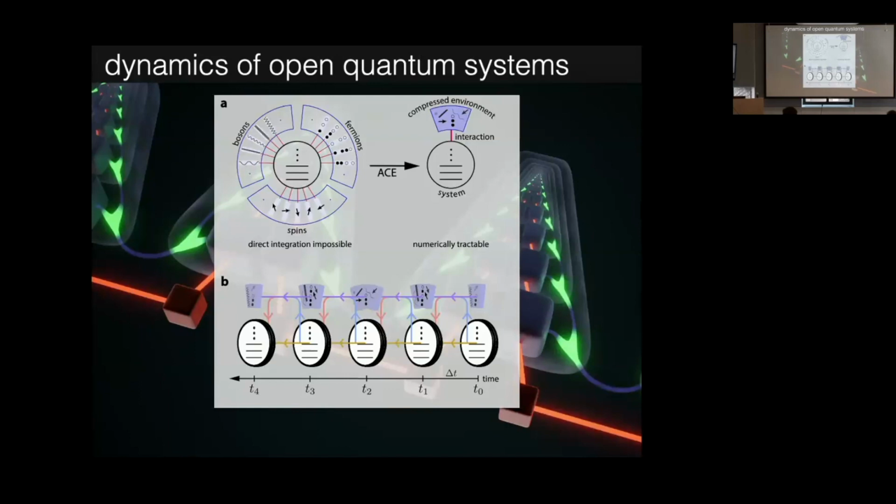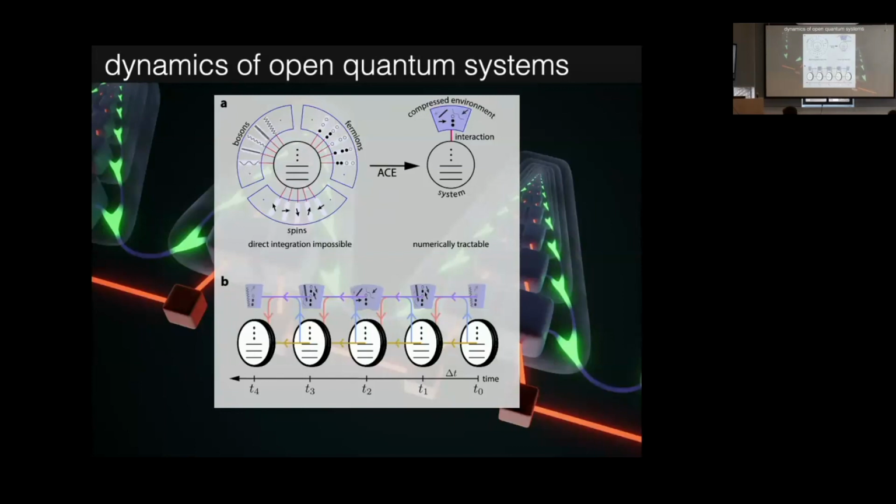In principle, what we'd need to do is solve the Schrödinger equation for the whole thing. And of course, we know we can't because the Hilbert space is too large, so direct integration is impossible. The aim of the game, in pretty much anything we've done, or all open quantum systems in some senses, is to find a numerically tractable description where we have the system and we somehow capture the influence of the environment in a compressed way that we can represent and compute. Down here, this is really just a process tensor depiction. I'll move to the next slide.